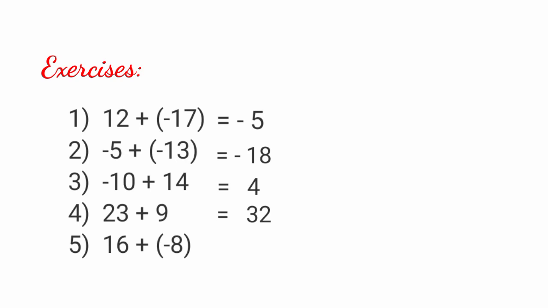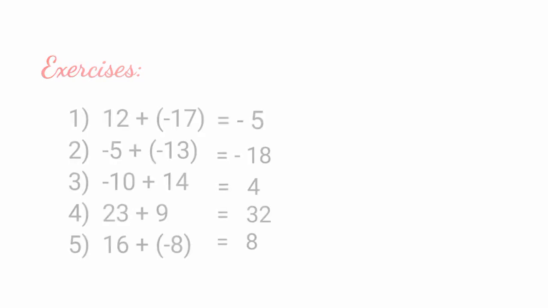In our last item, 16 plus negative 8, they have different signs, therefore this is rule number 2. In that rule, we will subtract the two numbers involved, so 16 minus 8 is equal to 8. Now the sign of 8 depends on the larger number, which is 16. Since 16 is positive, our final answer is positive 8.